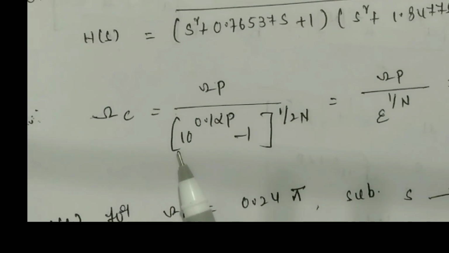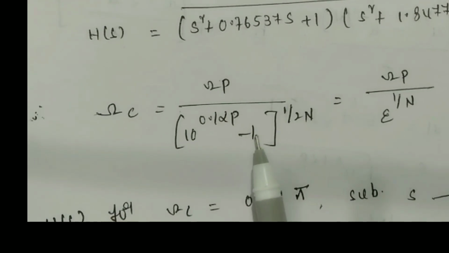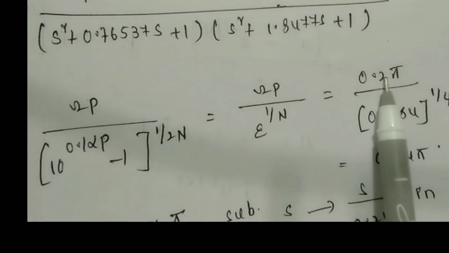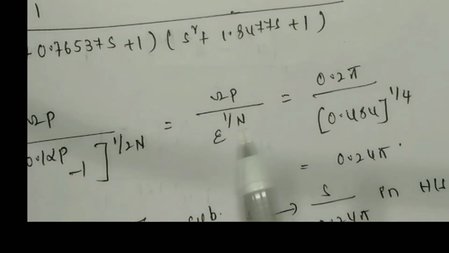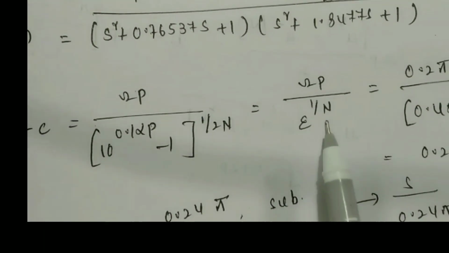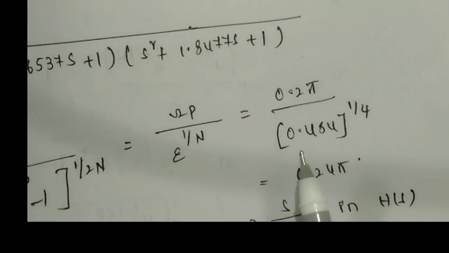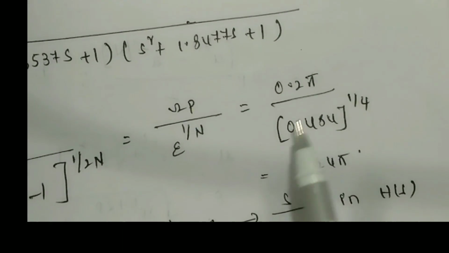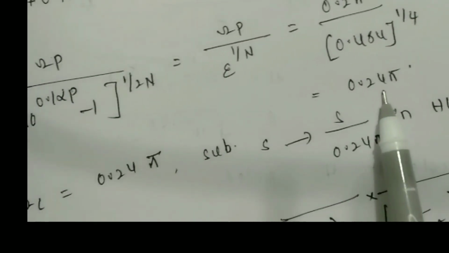The omega c formula is omega p by (10 power 0.1 alpha p minus 1) whole power 1 by 2n. So omega p is the passband frequency, which we already have. So 0.2 pi I have substituted, and this all together is epsilon power 1 by n. Epsilon power 1 by n we already calculated in the previous step, 0.484 whole power 1 by 4. So this is the value we got.